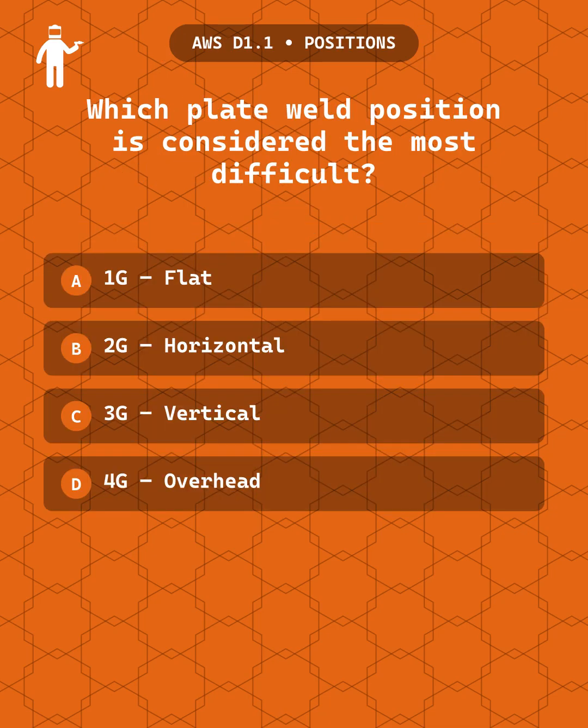Question 3. Which plate weld position is considered the most difficult? Is it A, 1G flat, B, 2G horizontal, C, 3G vertical, or D, 4G overhead?